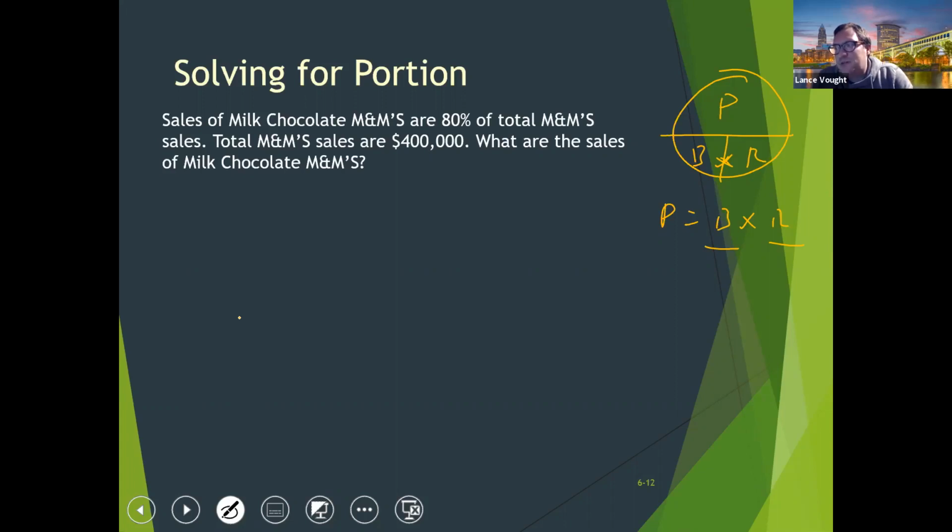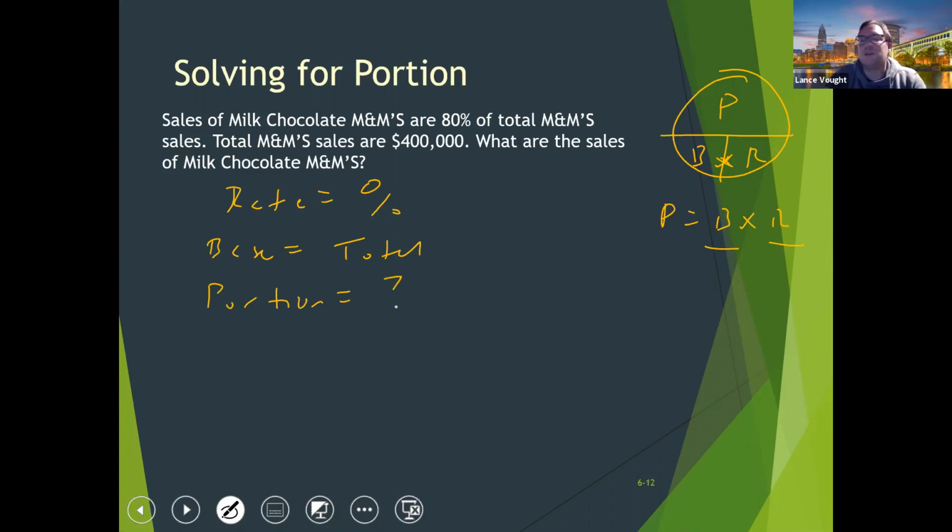So sales of milk chocolate M&Ms are 80% of M&M's total sales, and M&M's total sales are 400,000. What are the sales of milk chocolate M&Ms? Well, the rate is the percentage. I guess I should have made that clear. Rate equals percentage. Base equals total. Portion equals what you're trying to find here.